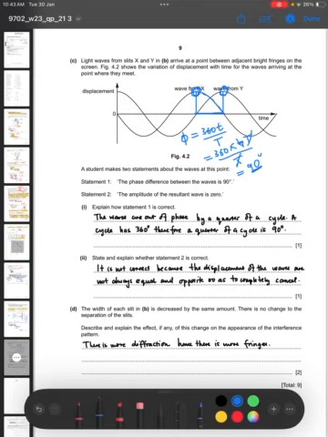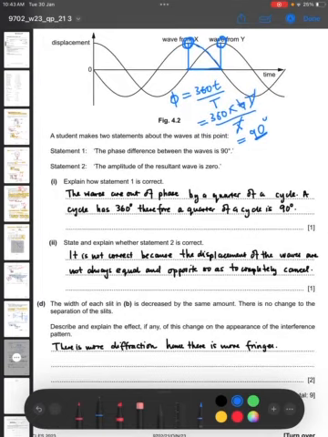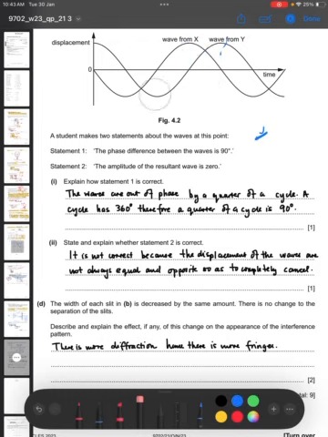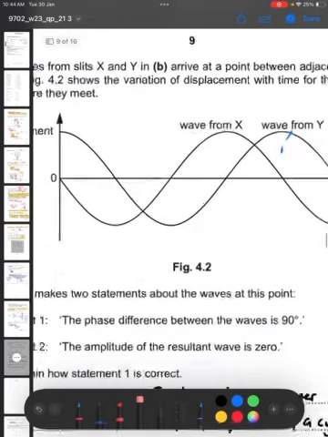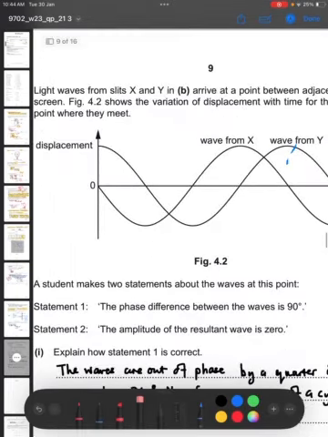State and explain whether statement 2 is correct. So in statement 2 now we must establish whether it is correct or incorrect. And based on that establishment, we have to explain whether it is correct or incorrect. So we have to state whether it is correct or incorrect, then explain why. Now, what does statement 2 say? Statement 2 says that the amplitude of the resultant wave is 0. So the resultant of these two waves, the amplitude is 0.